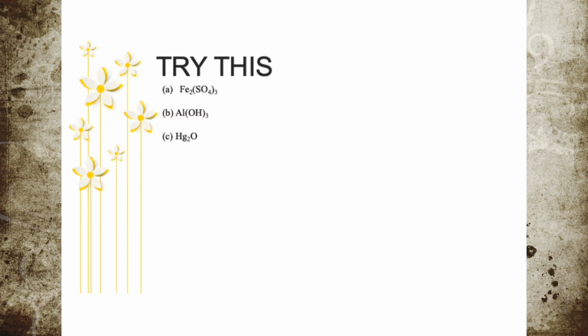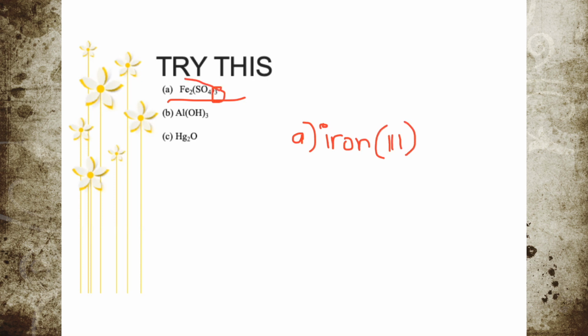Alright, so the first thing that we have to do is to identify the cations and anions in each of the compounds, and then we combine the names for each, eliminating the word ion. So for the first one, letter A, we have iron, so that will be iron, and you identify the charge of the iron, that is 3, so you put brackets 3, and then SO4 is a sulfate, so you have iron(III) sulfate.